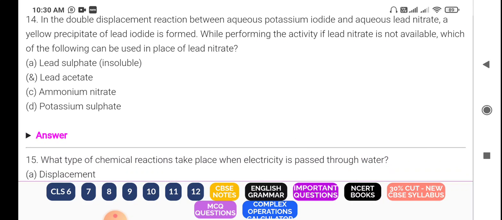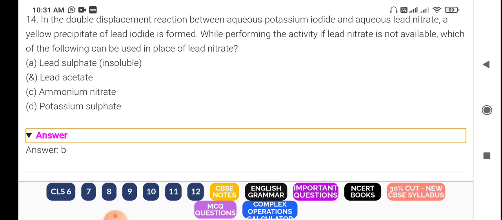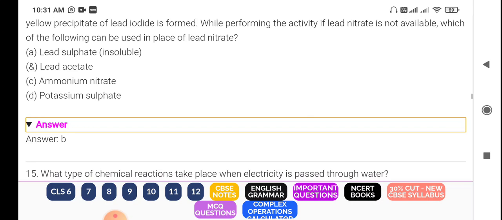14. In the double displacement reaction between aqueous potassium iodide and aqueous lead nitrate, a yellow precipitate of lead iodide is formed. While performing the activity, if lead nitrate is not available, which of the following can be used in place of lead nitrate? A, lead sulfate; B, insoluble lead acetate; C, ammonium nitrate; and D, potassium sulfate. So the correct answer is B, the ammonium nitrate.